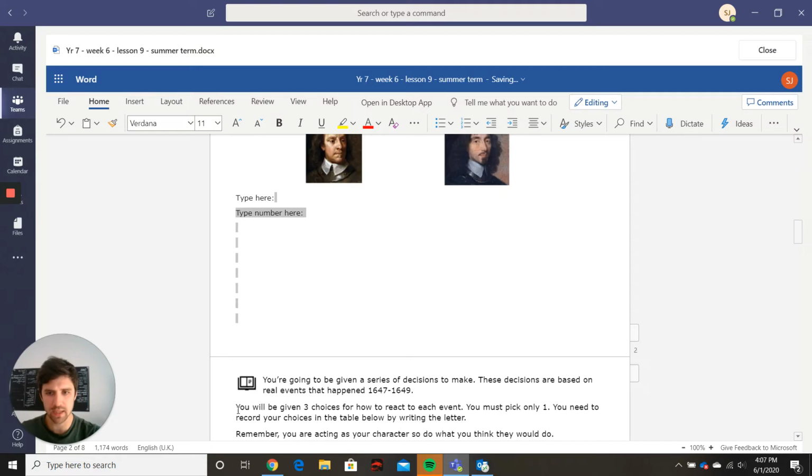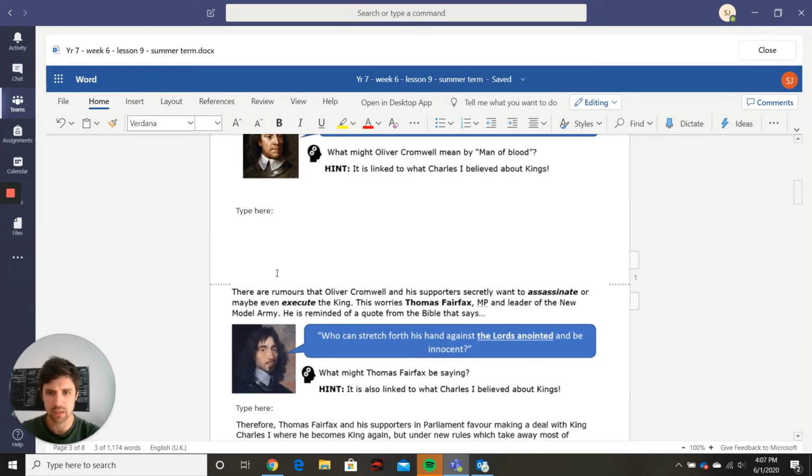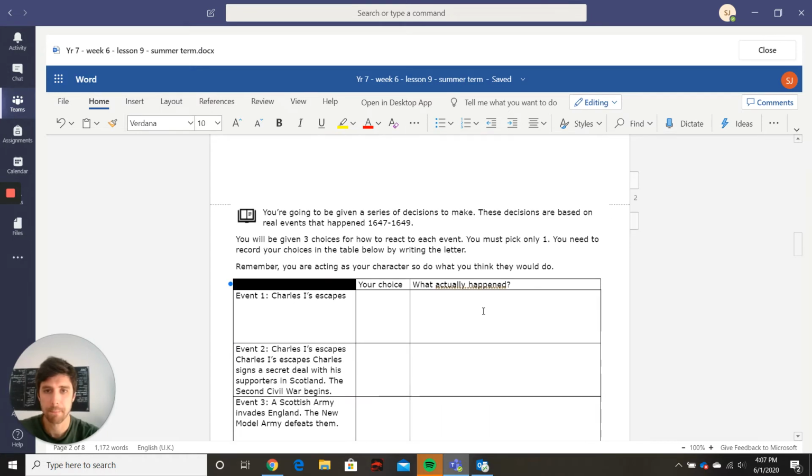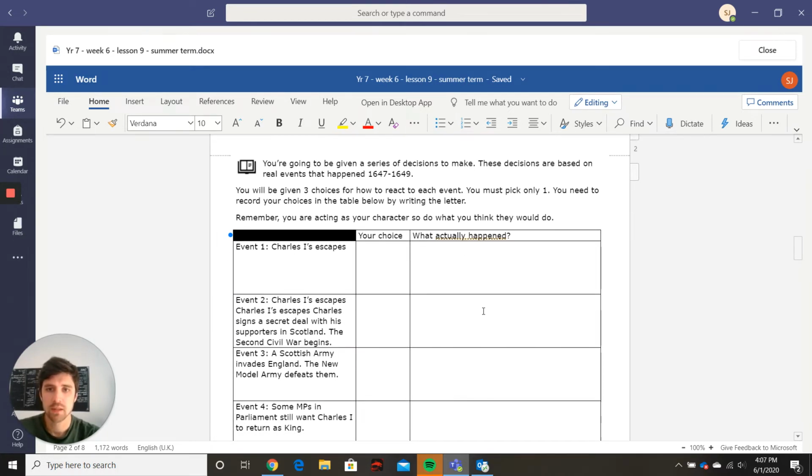Once you've done that, you're going to type the number of the person whose side you are on underneath. 1 for Oliver Cromwell, 2 for Sir Thomas Fairfax. 10 seconds to do that.